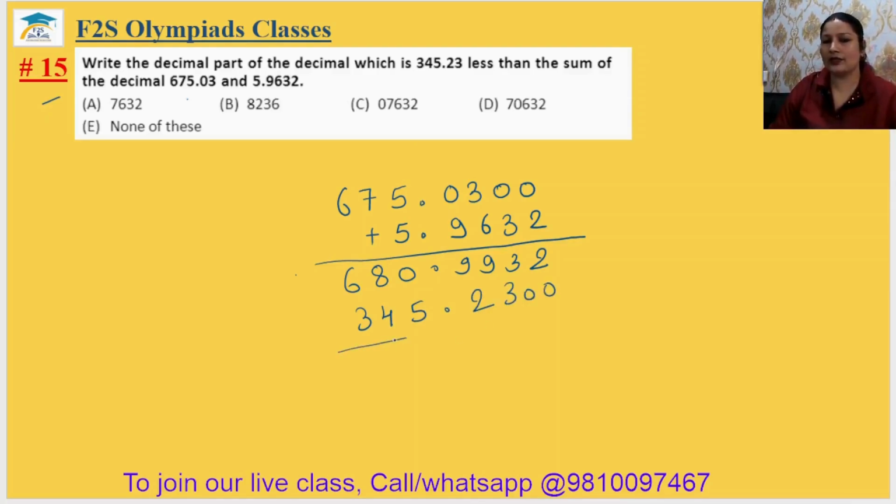Now after subtracting 345.2300. Why is it so? Because it says less than, it will be 2367 point. We don't need to subtract it completely, because the question is asking for the decimal part only. So the decimal part will be 7632. It is in option A. So the 15th answer will be option A.